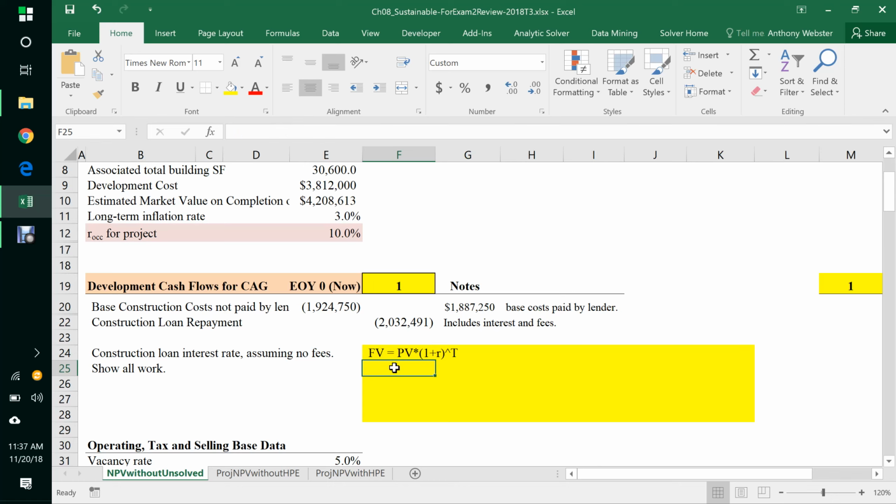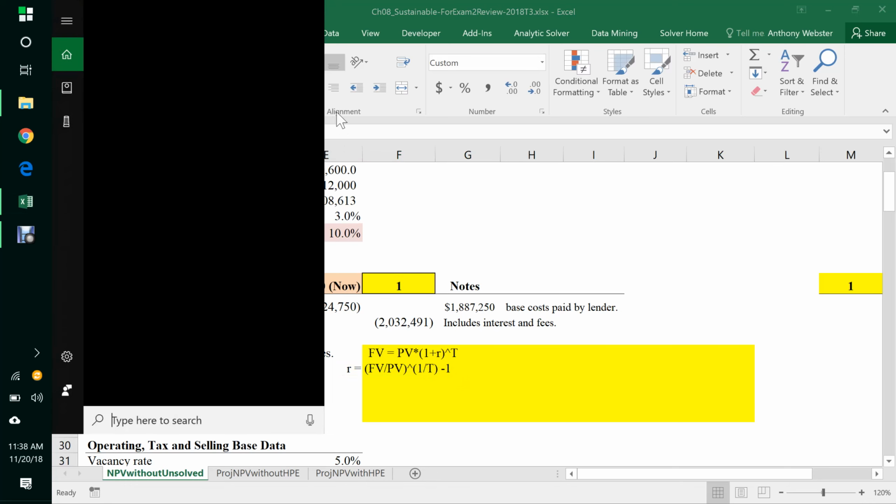In this case, we know we've got a year and we know the future value is what's paid back. We know there's no fees. We're going to have to work a little bit for PV, but let me go ahead and solve this for R first, right? So R is equal to what here? I think we want FV divided by PV raised to the 1 over T. And what am I missing there? I think I'm missing a -1. I think that's right. I think that's right.